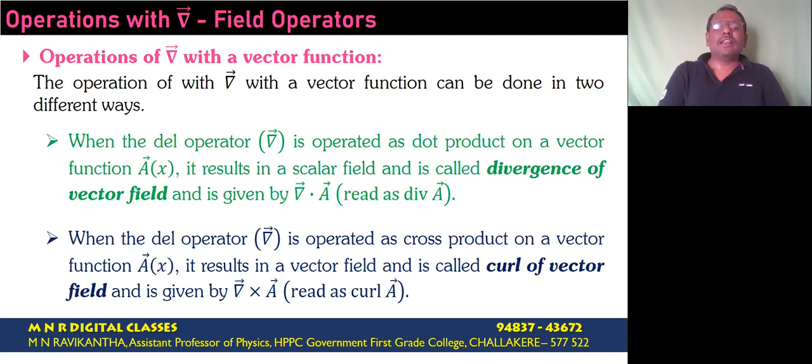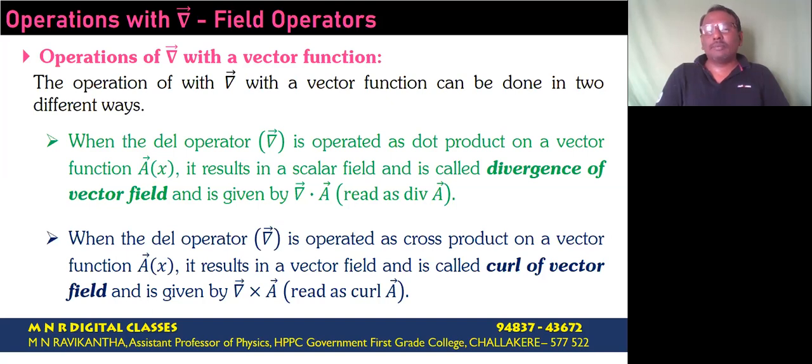Similarly, when the del operator is taken as the cross product or the vector product of a vector function a bar, it results in a vector field and is called the curl of the vector field. The symbolic representation of this operation is del bar cross a bar. We are taking the cross product, and it is read as the curl of the vector field or vector point function.